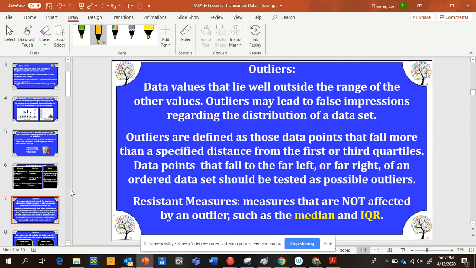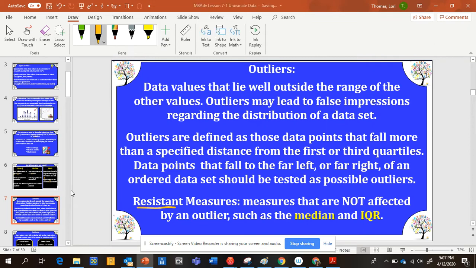Let's talk a little bit about outliers. Again, this is not new to you, but there may be some new ideas. So it's just a value that lies well outside the range of the other data values. It can either be at the lower end or at the upper end. Now, let's write this in your notes.